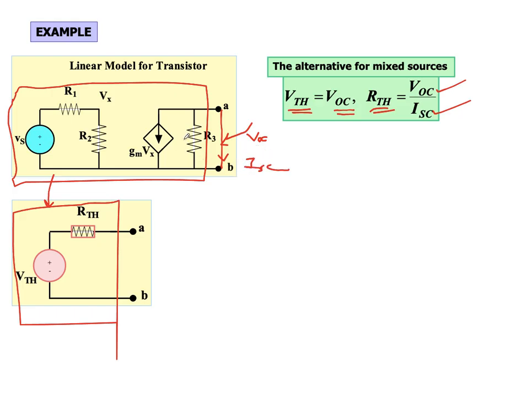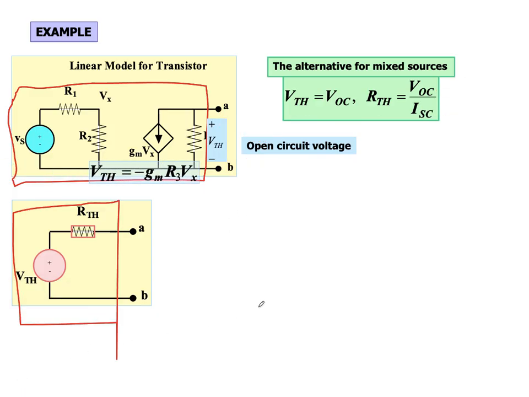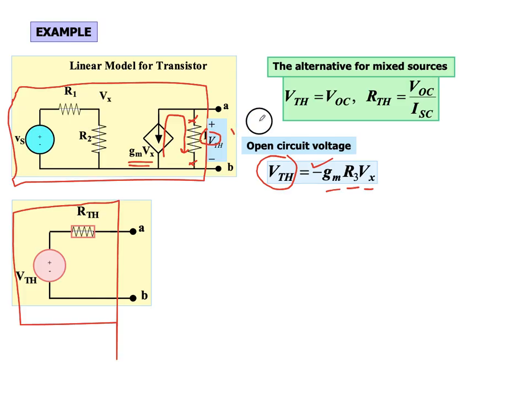So in this case, let's find the open circuit voltage first. We can see this V Thevenin is the same voltage that is across this resistor, and the voltage across this resistance is determined by the current flowing through it. The current going in this direction would be the negative of this, and the resistance here is R3. So R3 times GMVx with a negative sign will be the voltage across this terminal.